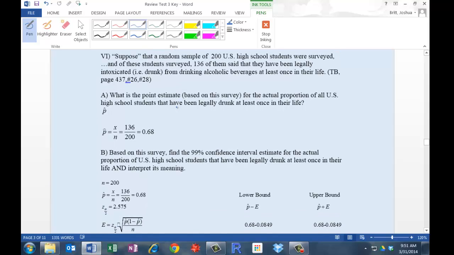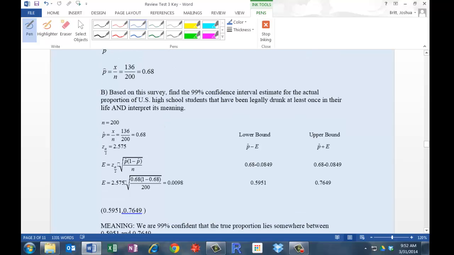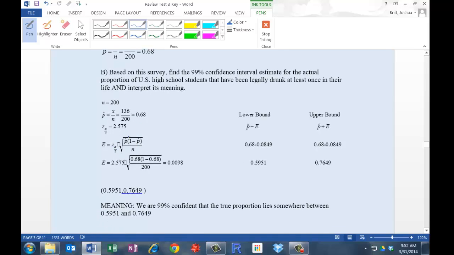Okay, now we move on to confidence intervals. So we have 200 high school students surveyed. 136 said they have been legally intoxicated at least once in their life. What's the point estimate? Well, the point estimate is based on the sample. So 136 out of 200, about 68% of high school students have been intoxicated. And then here, we want to compute the confidence interval. So the confidence interval is based on this formula here. We have to know z alpha by 2, p hat, and n. So n is 200, p hat is 0.68. This comes from table 5.